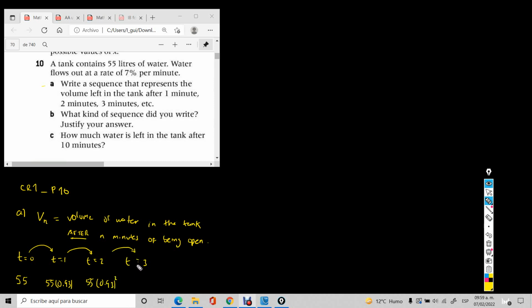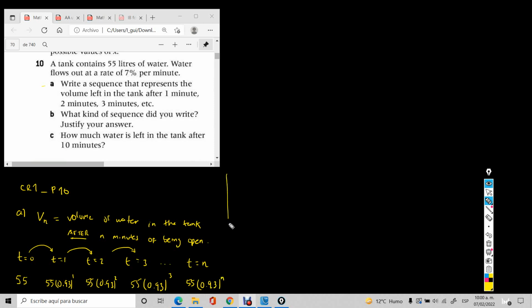And then I guess you're seeing the pattern already. In every successive term, what we have to do is keep increasing the exponent in this 0.93. At minute 1, this is 1, at minute 2, this is 2, at minute 3, this is 3. So at minute n, we're going to have this. This will be the amount of water in the tank. So that's it. I have found my sequence. This is the sequence.